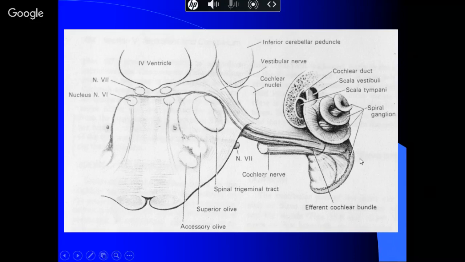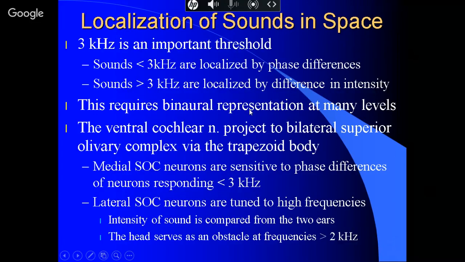At any rate, there it goes, and it's heading now to the brainstem. All right, so let's talk. We're doing physiology, not anatomy. So let's talk about localization in space, one of my favorite topics, actually.